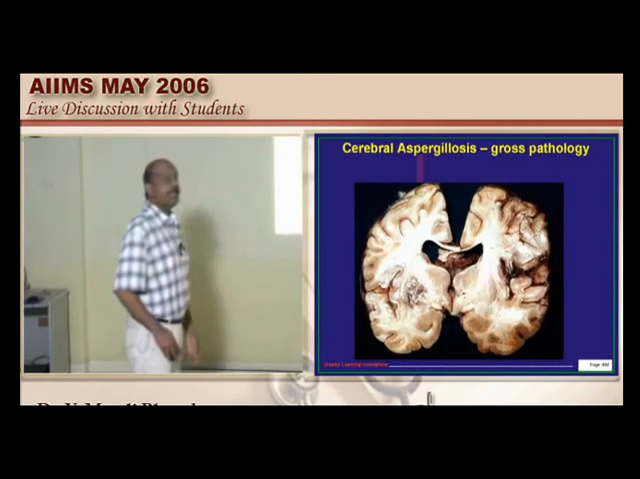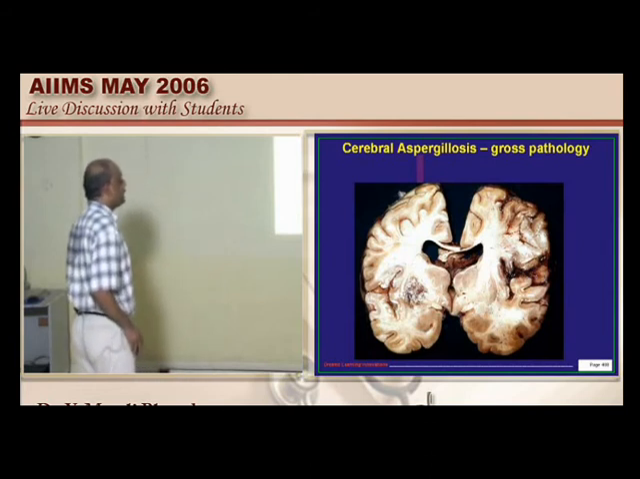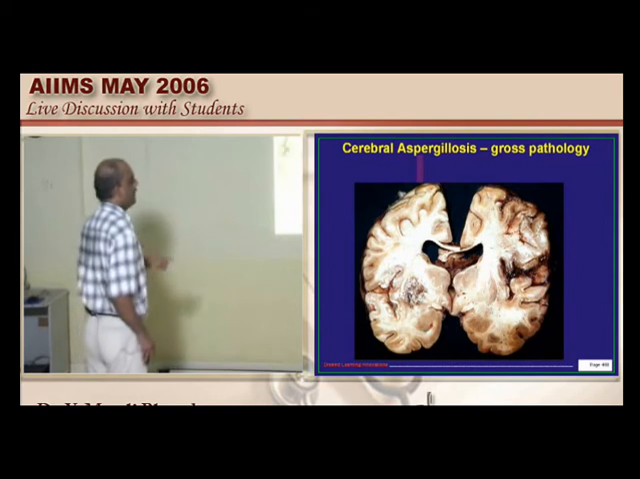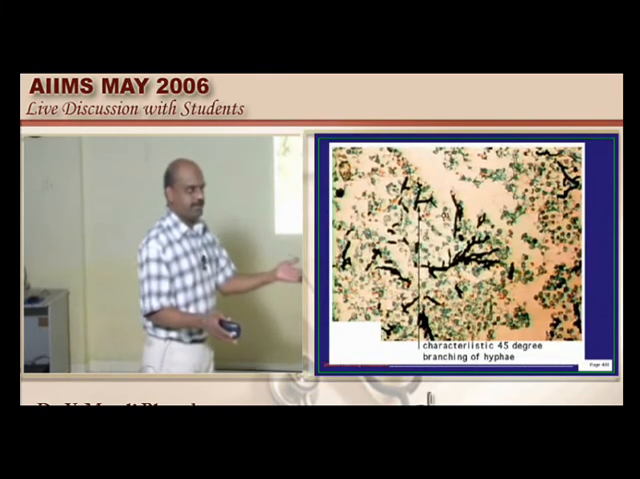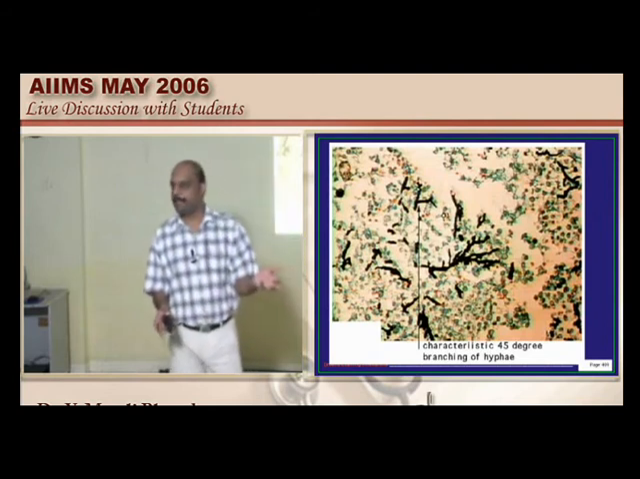So this shows you cerebral aspergillosis, and if you can see, there is a development of a lot of necrotic areas, is what you are able to see here. And how do you describe the fungus called aspergillus? Classical description.